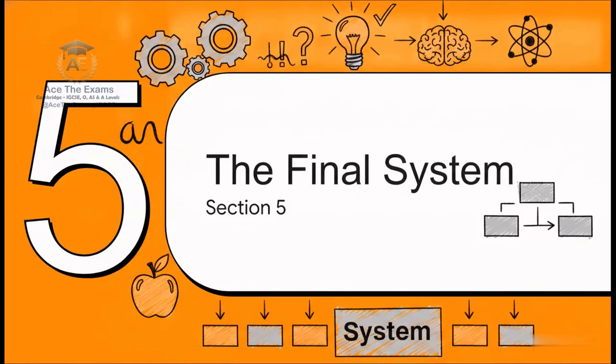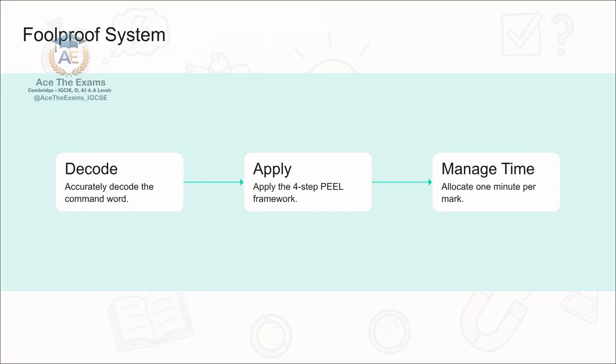Let's consolidate all of these powerful techniques into Section 5, the final system. This is a foolproof, 3-step approach designed specifically for dominating your exams. These 3 rules are your holy trinity for guaranteeing top marks. You need to accurately decode the question's command word, properly apply our 4-step framework, and strictly follow the time management matrix. Let's break them down.